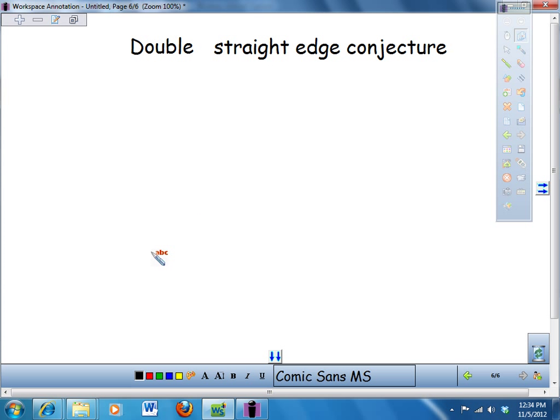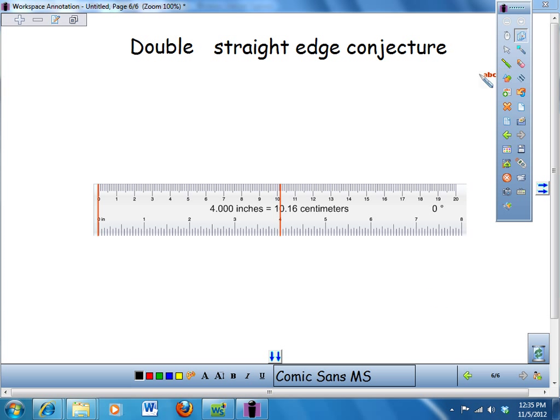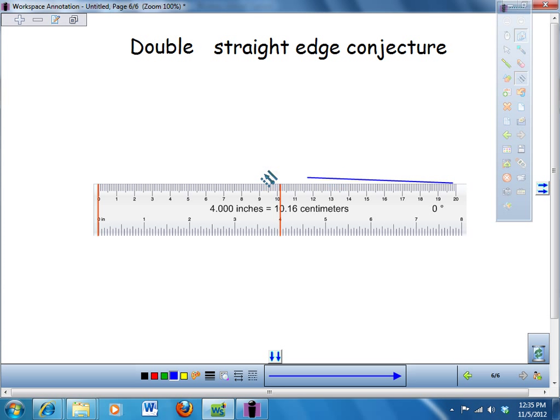So this is called the double straight edge conjecture, and I practiced this last night, so I'm going to try to get this right. What it says, if you take a straight edge of any side, so I'm going to take my tool, get my ruler, which ruler do I want? 20 centimeter, why not? Okay, so here's my 20 centimeter ruler. I'm going to take my straight line, and I'm going to try to draw a line from here to here.